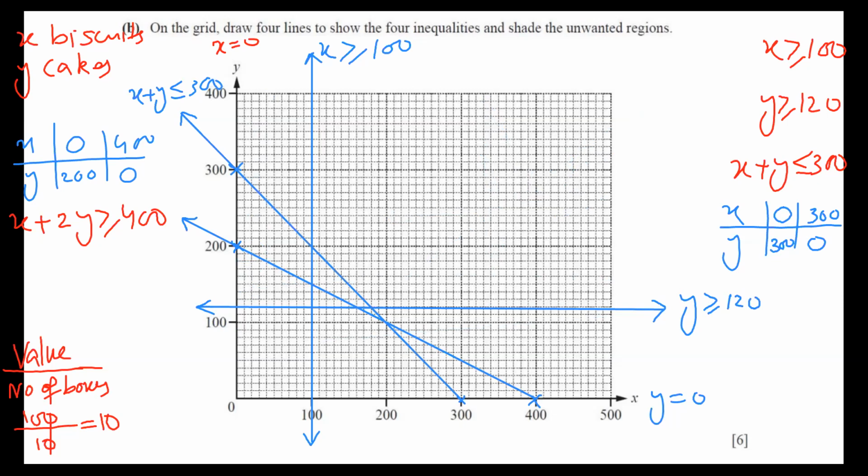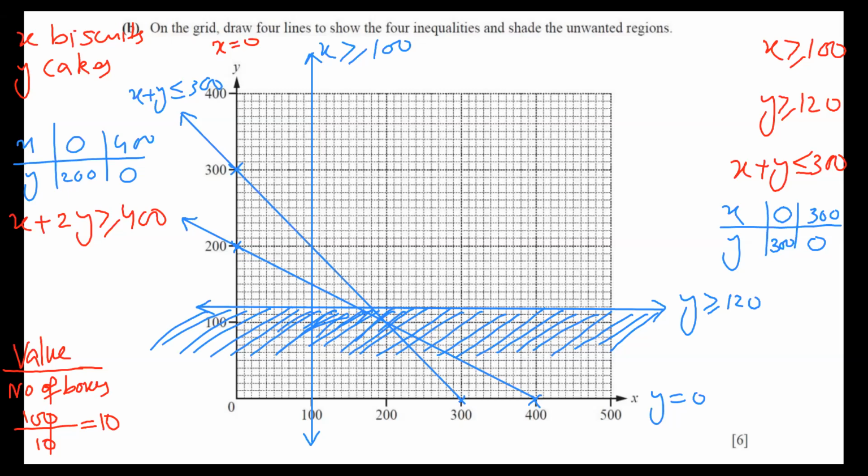Let me show the shading. No need to shade the whole diagram, but if you want to shade, no issue at all. So this is called shade unwanted. Make sure this is all done.